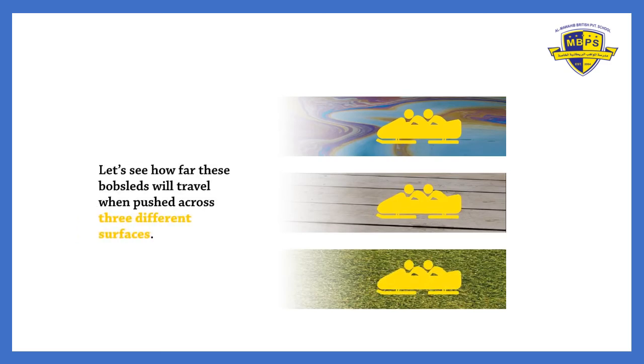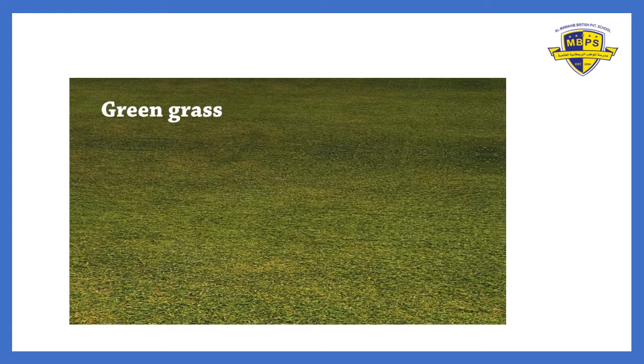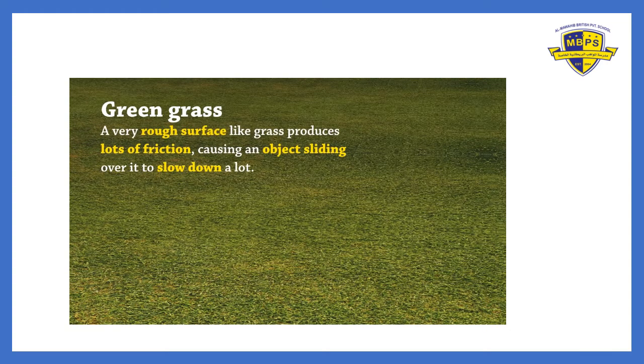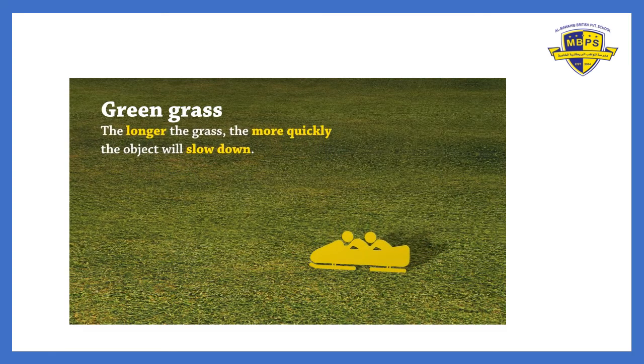Let's see how far these bobsleds will travel when pushed across 3 different surfaces. Green grass. A very rough surface, like grass, produces lots of friction, causing an object sliding over it to slow down a lot. The longer the grass, the more quickly the object will slow down.